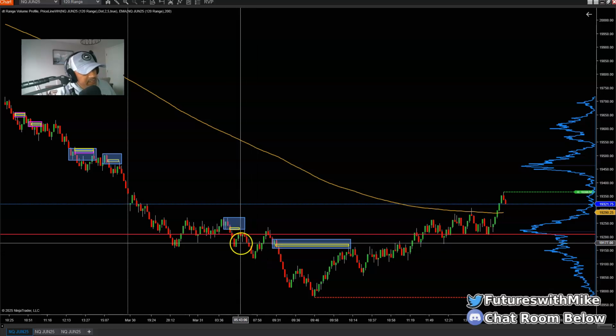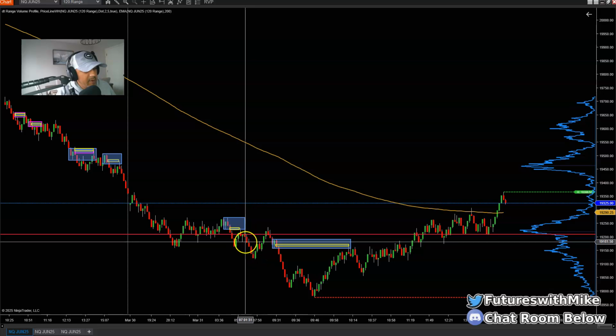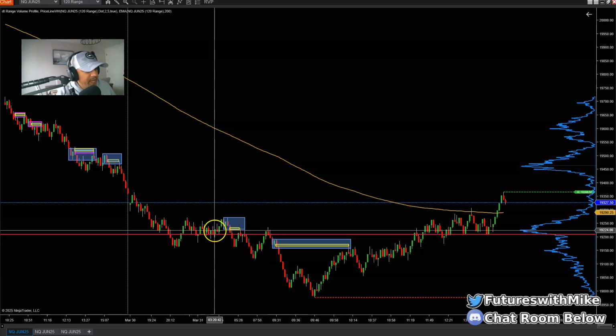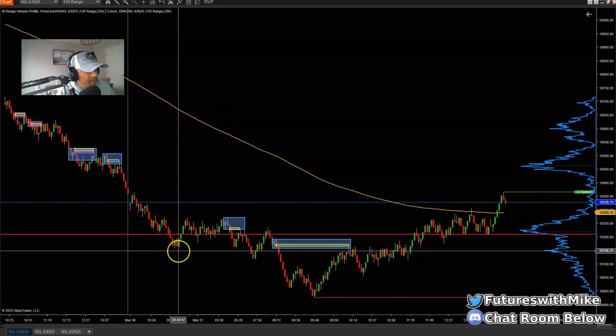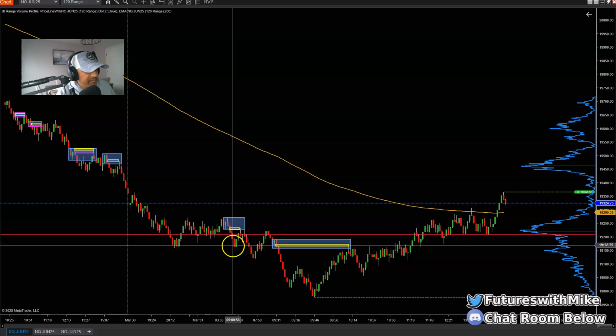Okay, so if this was an area where there was a high probability zone where there was an imbalance, I would be interested in this area here. Now, there is a supply area right here as well, prior to where the market broke structure coming to the downside. Aggressive selling right here.